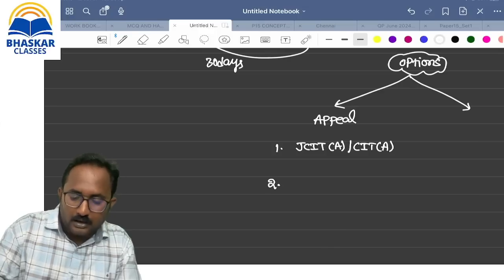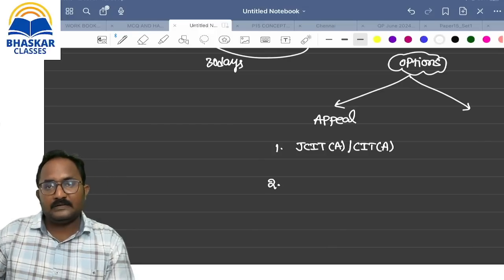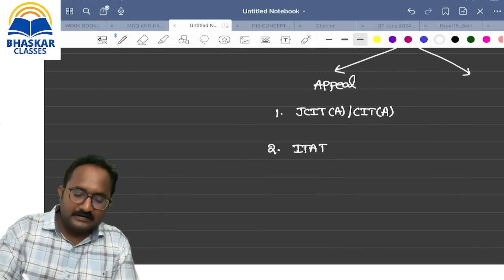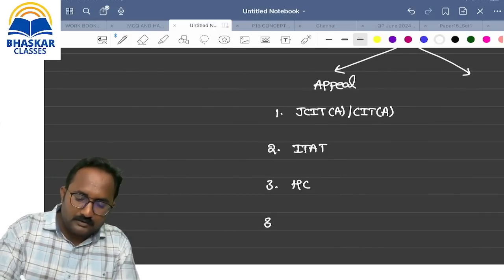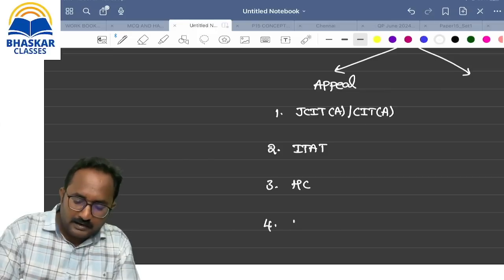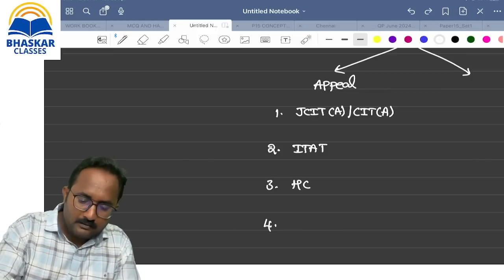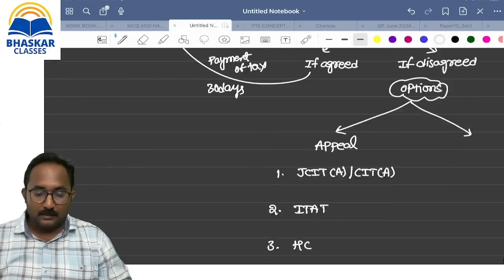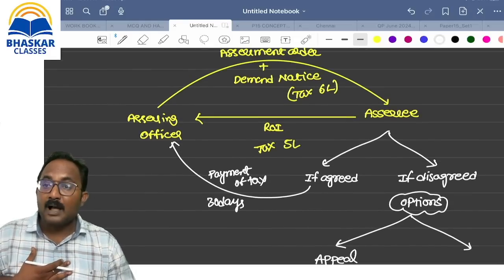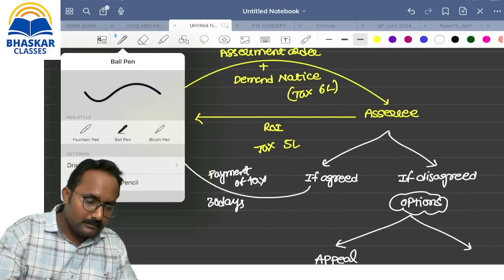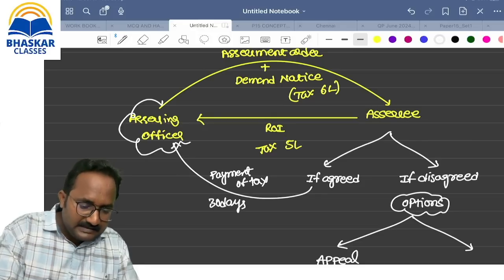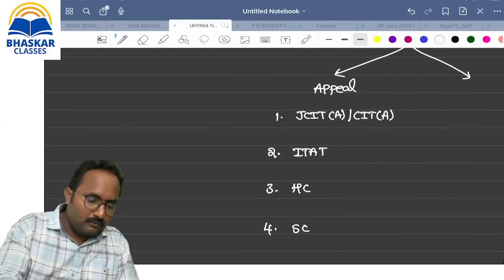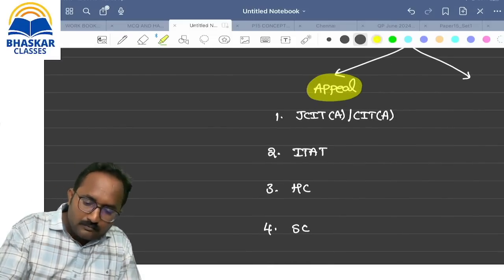If you are still dissatisfied with that CIT or JCIT order, you can go to the next authority, ITAT. Still, if you are dissatisfied with the ITAT order, you can go to the High Court. Next, the Supreme Court. This is the last authority. You have to be bound by the decision given by the Supreme Court. Remember, sir, if I am disagreeing with the assessing officer order, what can I do? Here, I can go for appeal.